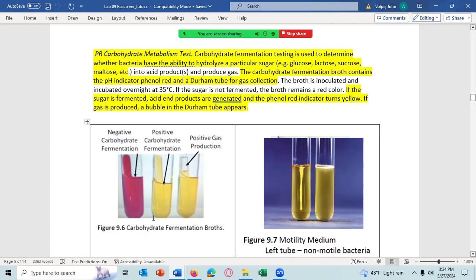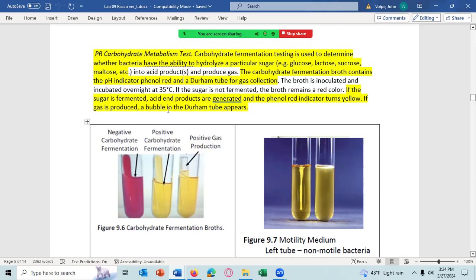If it ferments, it does produce acids because that's what happens when sugars ferment with the bacteria. But sometimes it may ferment and change acid as well as ferment and produce a gas. And if you see a bubble in this inverted Durham tube, the tube is filled with media. If there's a bubble in there, that means gas was produced from the fermentation reaction, and that one is abbreviated AG for acid and gas.